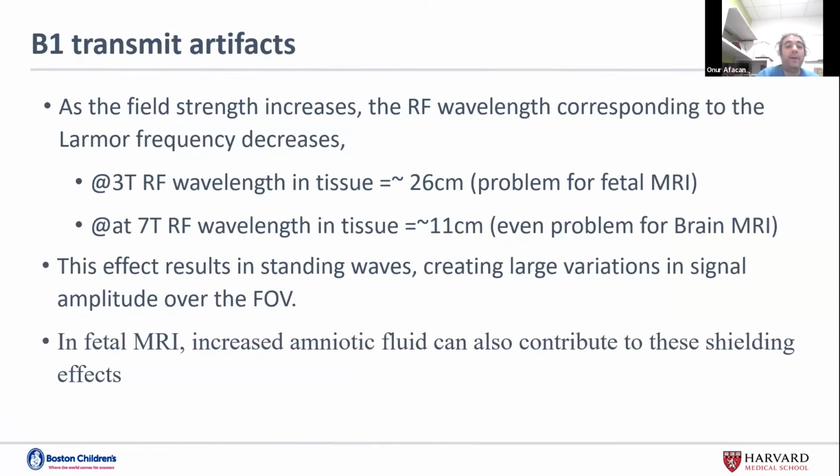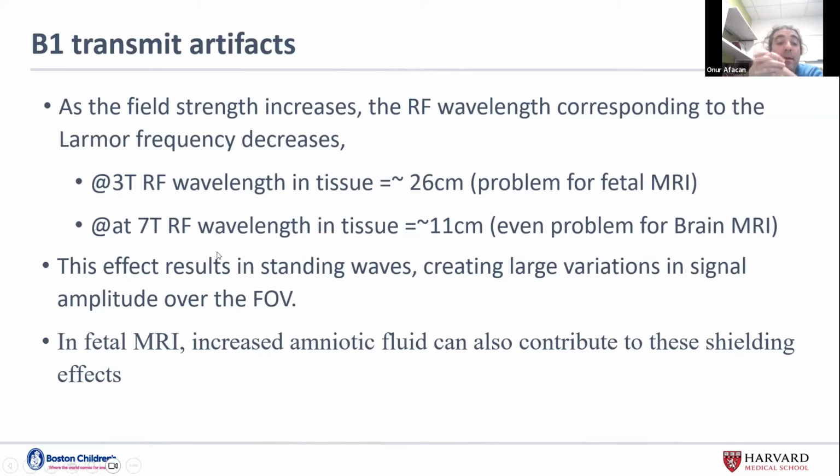So the final artifact that I would like to talk about is the B1 transmit artifacts. As the field strength increases, the RF wavelength corresponding to the Larmor frequency decreases. For example, at 3T, RF wavelength in tissue is around 26 centimeters, which is not a problem for the brain because brain is around 26 centimeters, but which is a problem for fetal MRI.